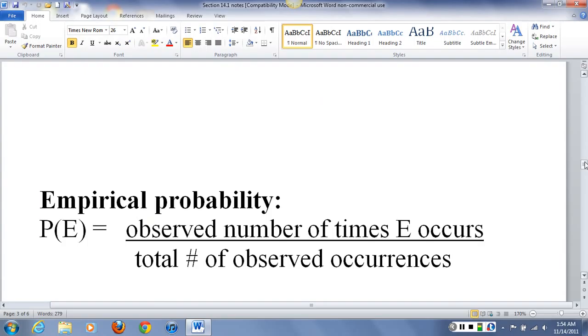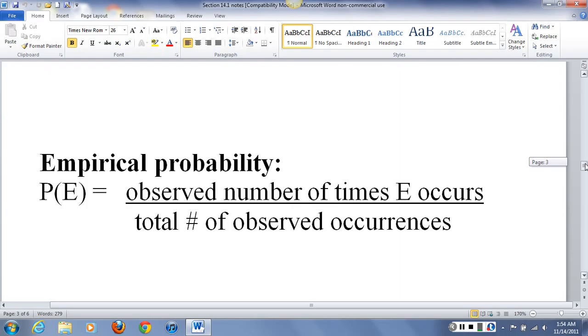Moving on to empirical probability. Like I said, it's the observed number of times E, or event, occurs, divided by the total number of observed occurrences. So, like I said, in terms of flipping a coin, if I flip it 100 times, the empirical probability of heads is how many times of those 100 were heads, divided by 100, the total number of observed occurrences.